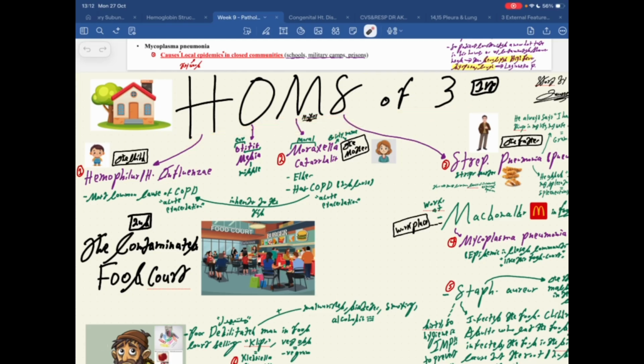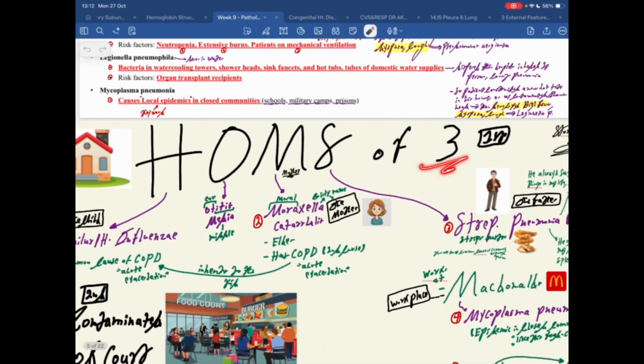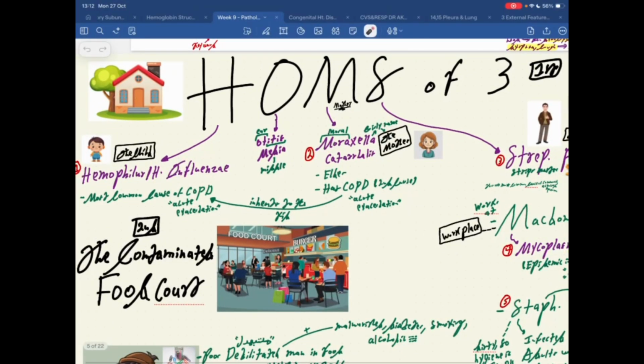Homes of 3. Homes, we mean like a home, right here, and of 3, because we have 3 members. So usually, when we have a home or a house, what members live in the house? We have the father, we have the mother, and we have the child, right?